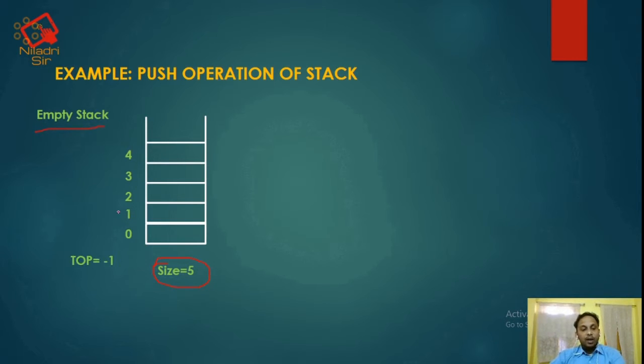So the value of top will be -1. If there is one element, then the value will be 0. Suppose we have inserted 5, then top will be at the 0th position. But right now, as there is no element, top is at the -1 position.